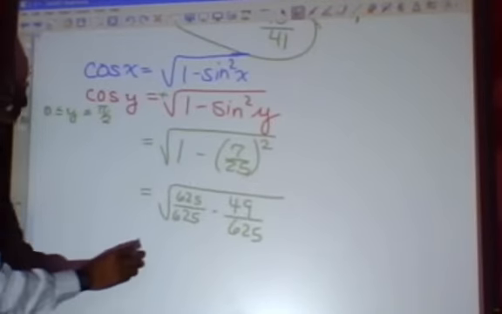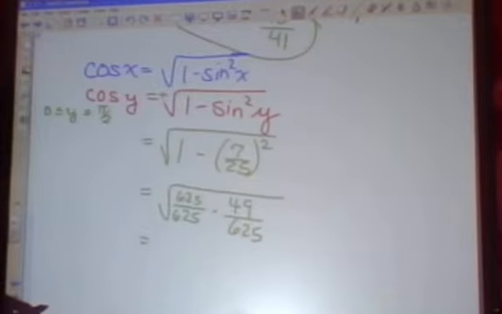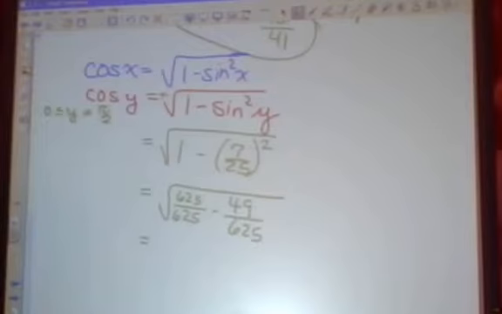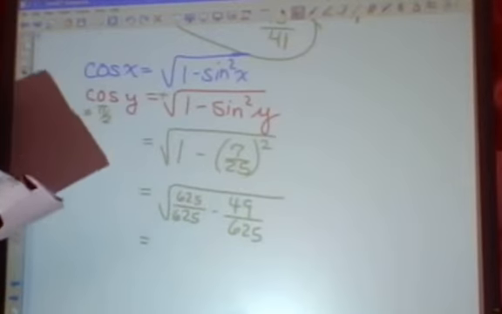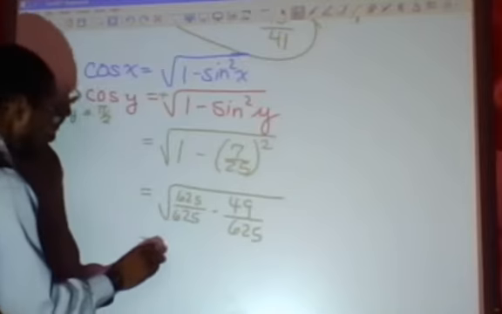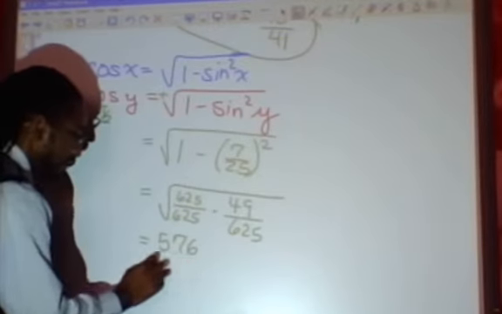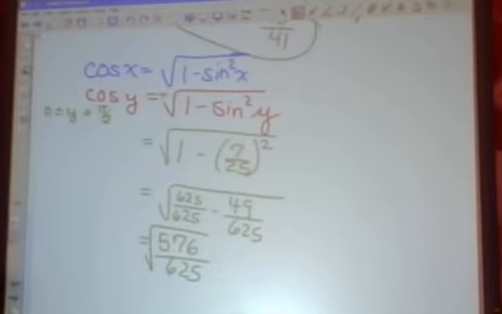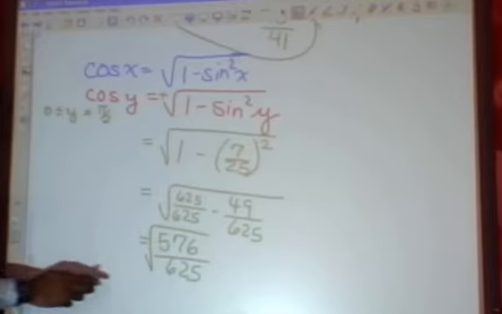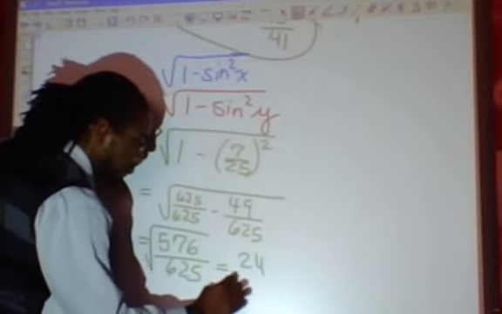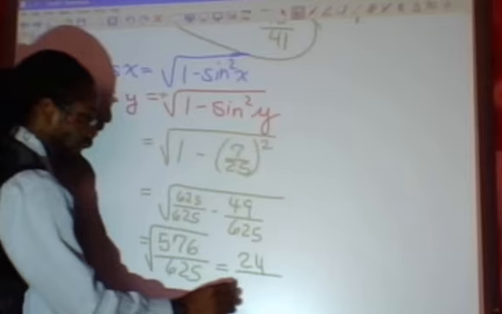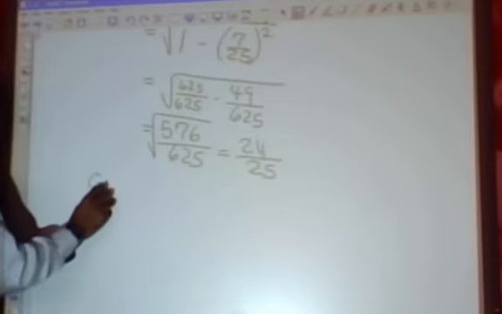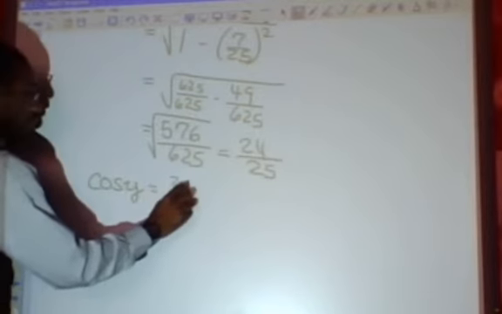We're going to simplify this down. That gives us 576 over 625. The square root of 576 is 24, and the square root of 625 is 25. And so cosine y is 24 over 25.